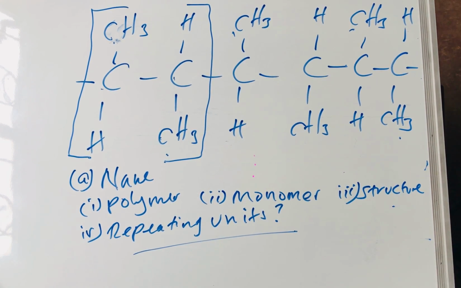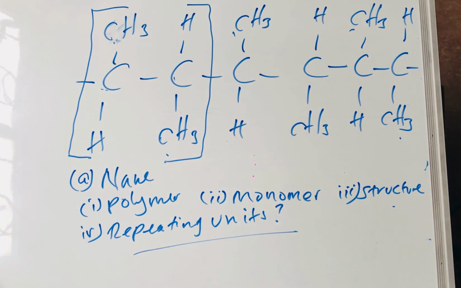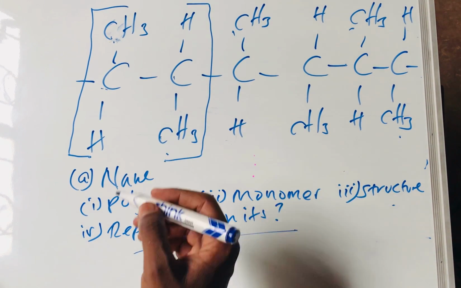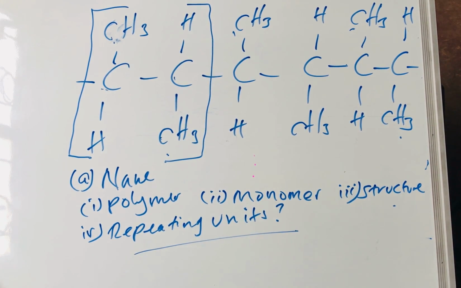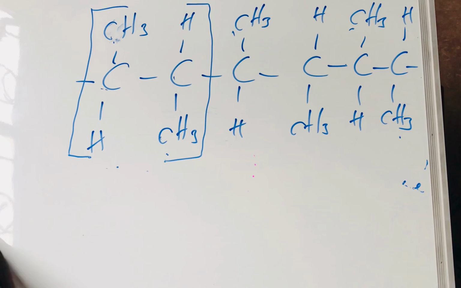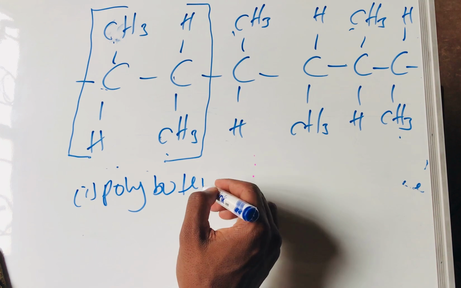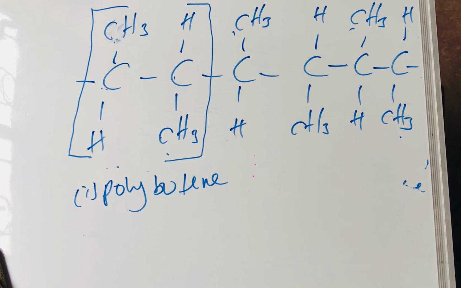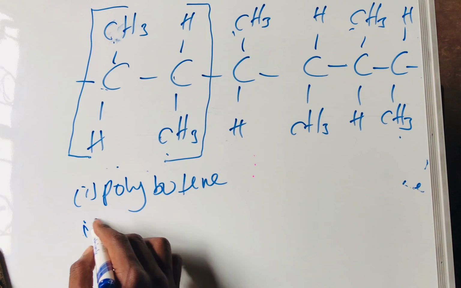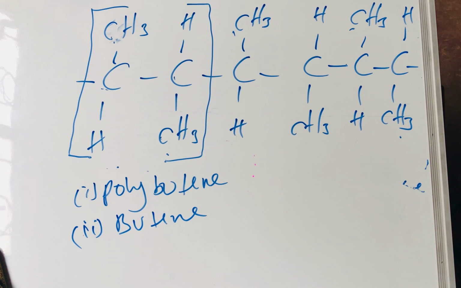Now, from what I wrote for you here, 4 is bute. So there are 4 carbon atoms, meaning that the monomer is butene. The monomer is butene, and so the name of this polymer is going to be polybutene. So the name of the polymer will be polybutene. Polybutene will be the name of the polymer. The name of the monomer, we've said the name of the monomer is butene.